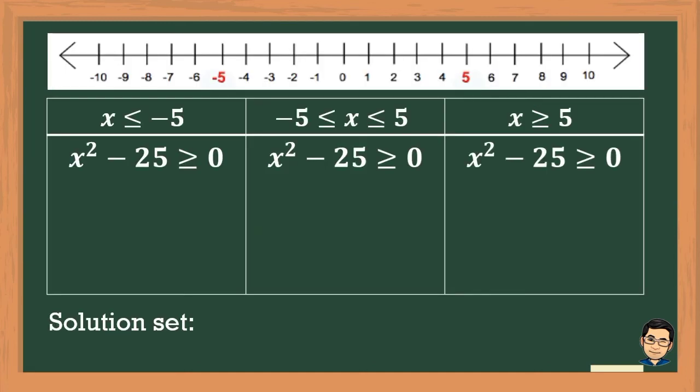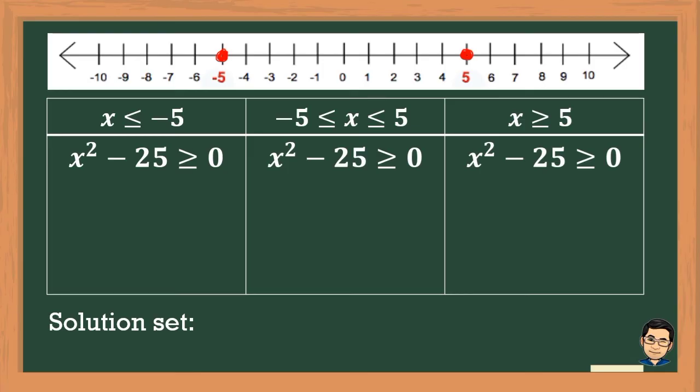So, i-plot muna natin ngayon yung mga nakuha nating roots kanina, which are negative 5 and 5. So, negative 5, close dot po. Same with positive 5. Next, pili tayo ng mga test points. So, since may mga equal to sa baba yung ating mga interval, pwede natin mismong kunin yung mga yon. Like for example, x is less than or equal to negative 5, pwede natin mismong kunin yung negative 5.